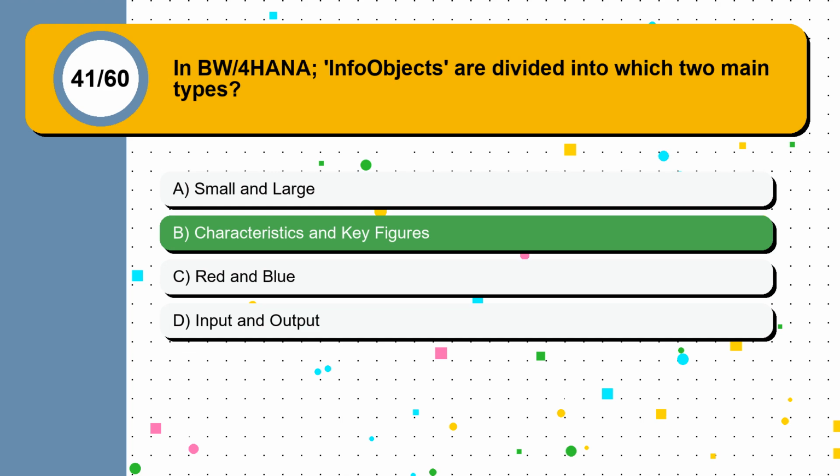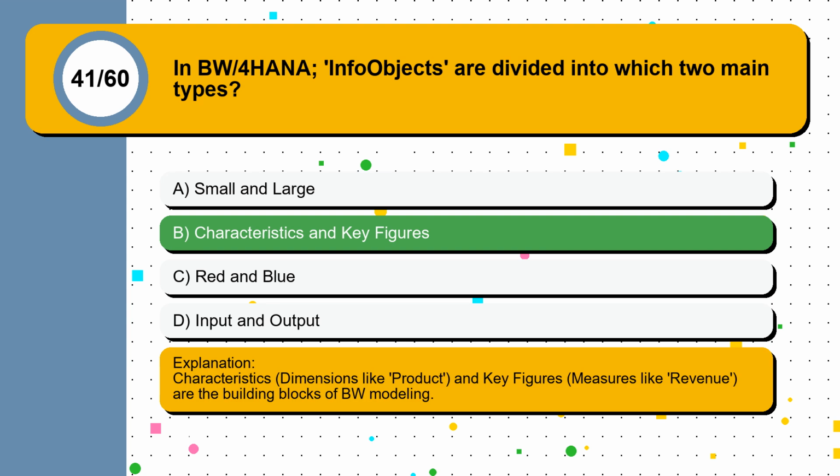The correct answer is option B, characteristics and key figures. Characteristics, dimensions like product, and key figures, measures like revenue, are the building blocks of BW modeling.